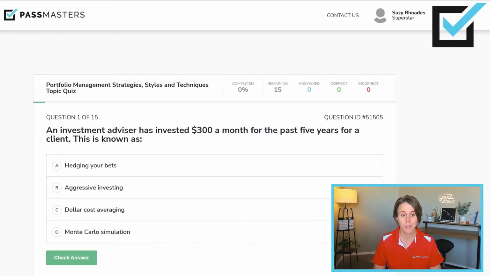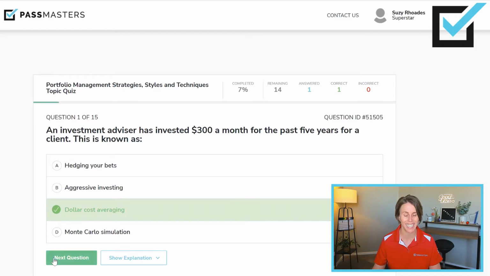An investment advisor has invested $300 a month for the past 5 years for a client. This is known as: choices include hedging your bets, aggressive investing, dollar cost averaging, or Monte Carlo simulation. Investing the same amount of money at regular intervals, that's dollar cost averaging. So you click what you believe is the correct answer, click check answer. You know you got it right if you get that green check mark.